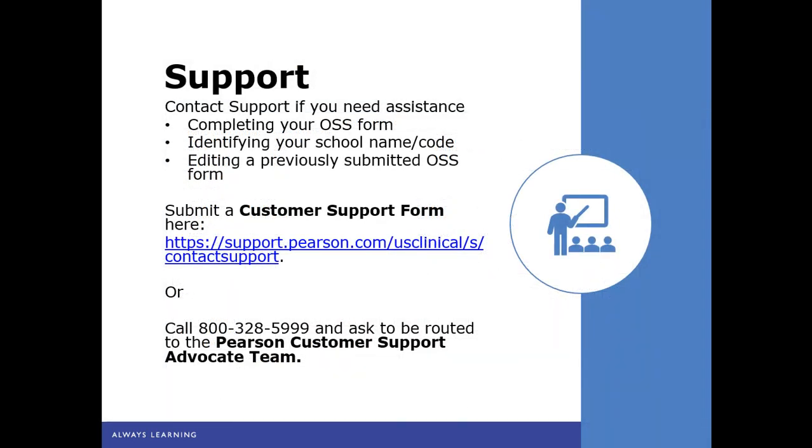If you need assistance completing your OSS form, identifying your school name or code, or editing a previously submitted OSS form, then contact the Pearson Customer Support Advocate team using the Customer Support form or by calling 800-328-5999.